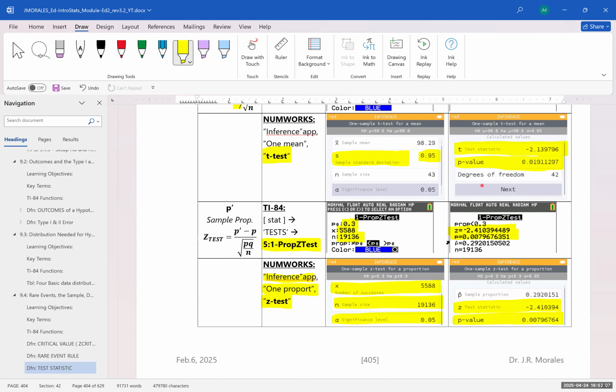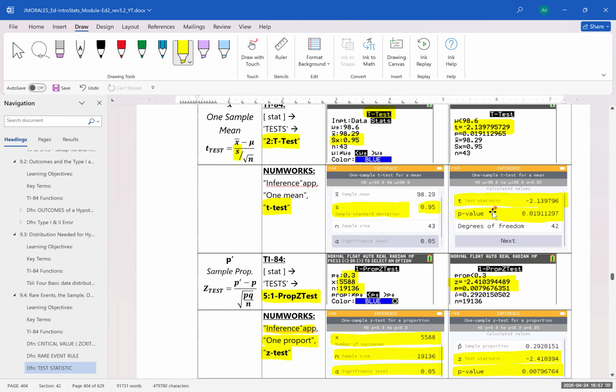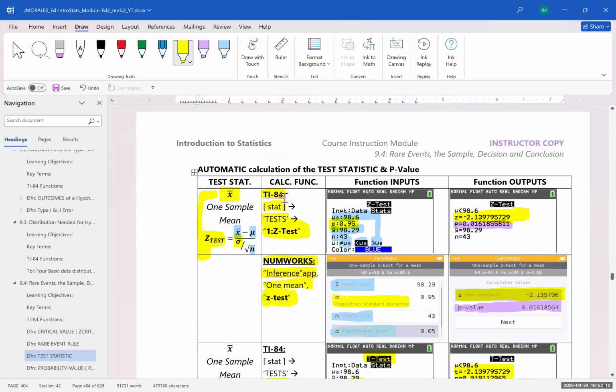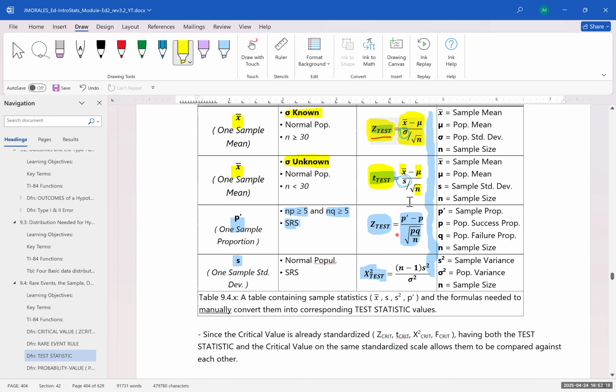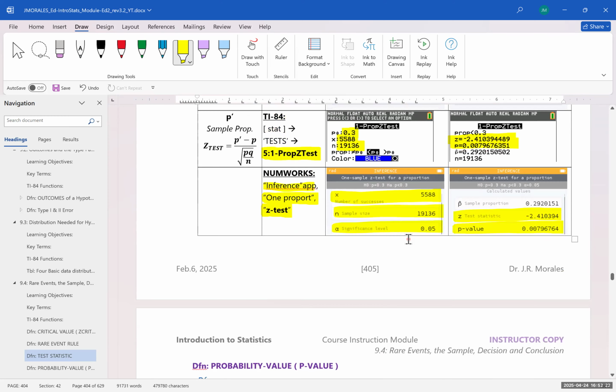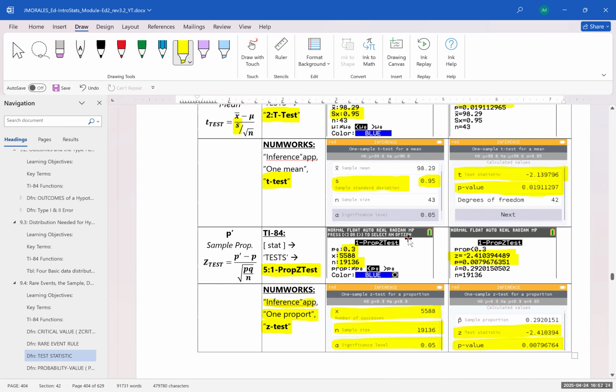Okay, so we'll be using a calculator to calculate these values, the test statistic and the p-value, instead of manually using these equations. That'll be different from what I've done in the past. All right, so next we'll talk about p-value. Let me know if you have any questions.